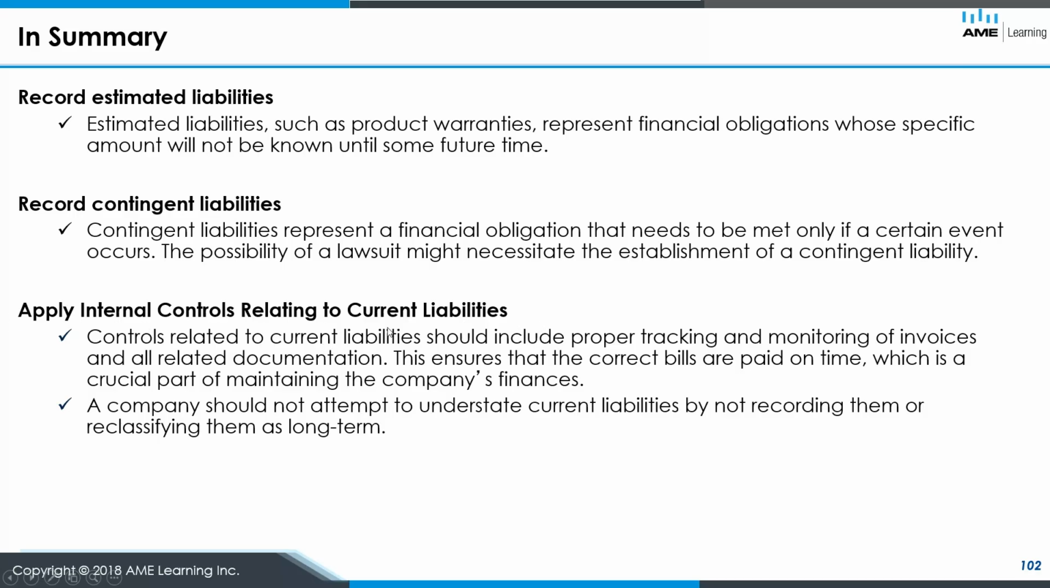And finally, internal controls are important. Payment of inappropriate invoices is one of the main ways that fraud occurs within companies. So you need to have a lot of good controls around tracking and monitoring invoices and all the related documentation. As it notes here, ensuring that the correct bills are paid on time, they're not paid twice, they're legitimate, they're paid for the right amounts, all those kinds of things are really important.